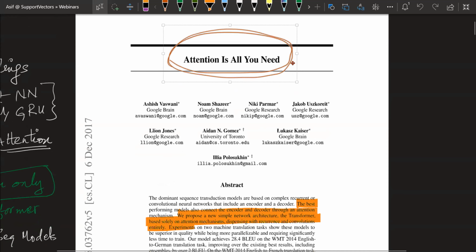Now, first is the title. What are they trying to say, these authors? "Is all you need" implies that perhaps people believed more was required before that. And that is true. While these RNNs were there, people were also creating the attention mechanism. They were thinking about it. There were a lot of papers.